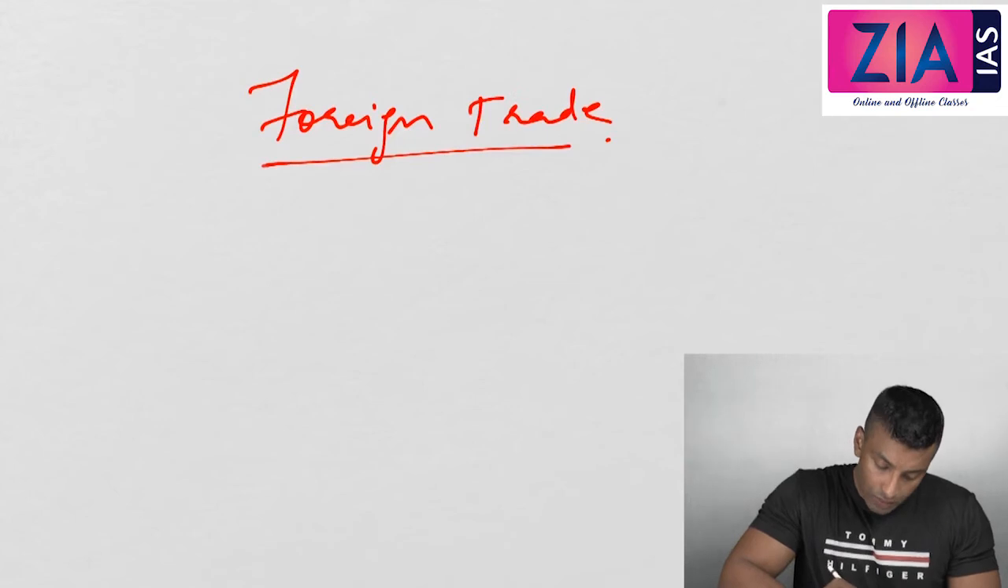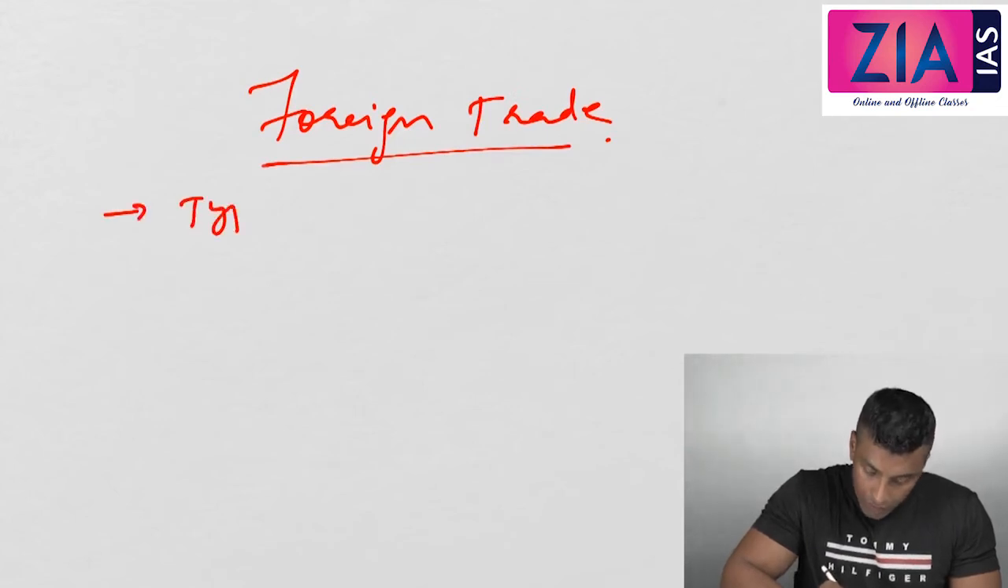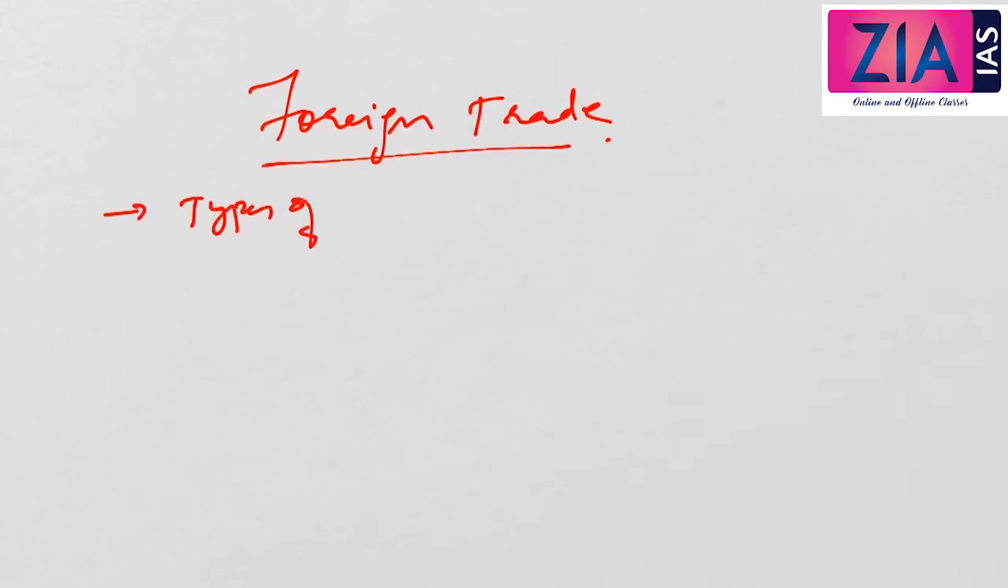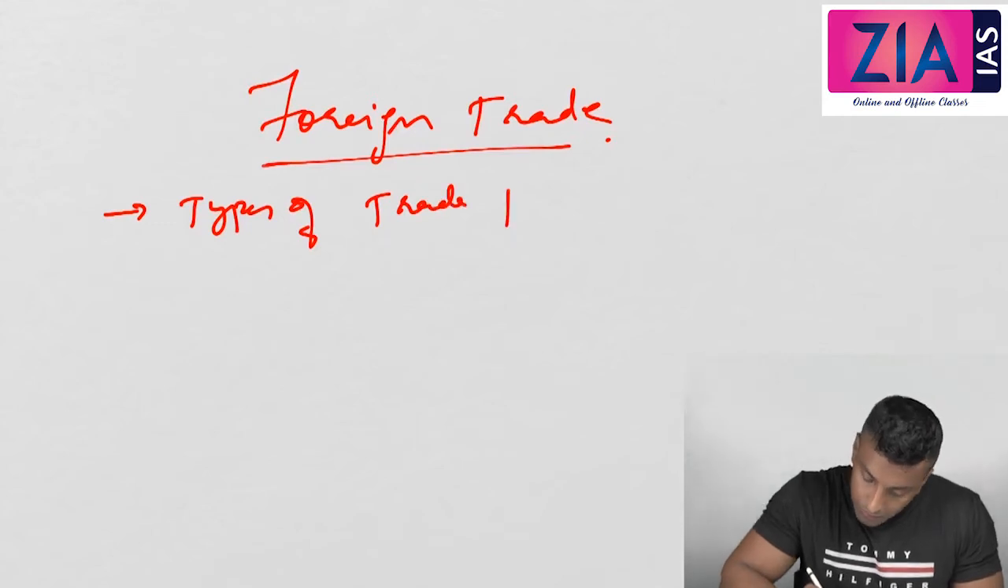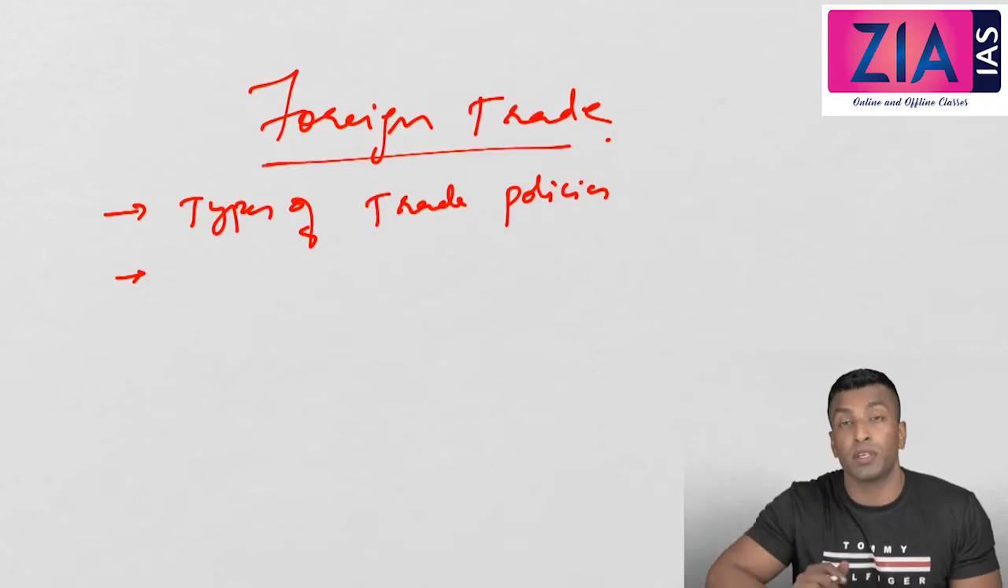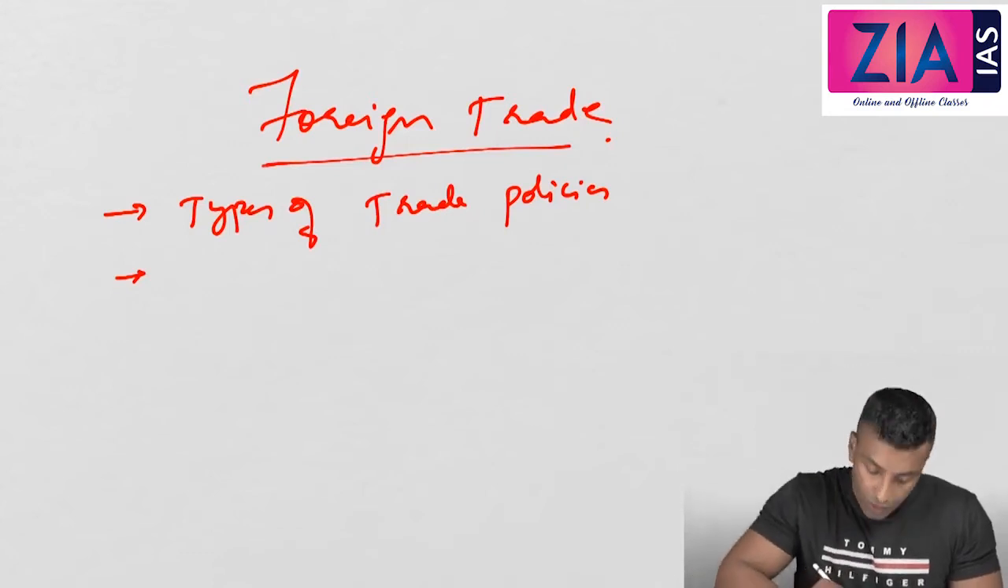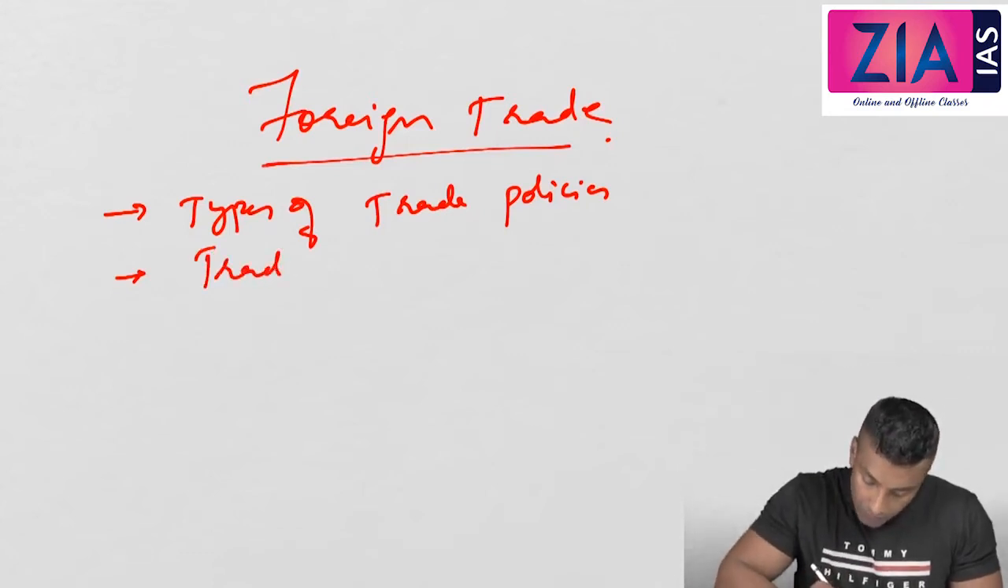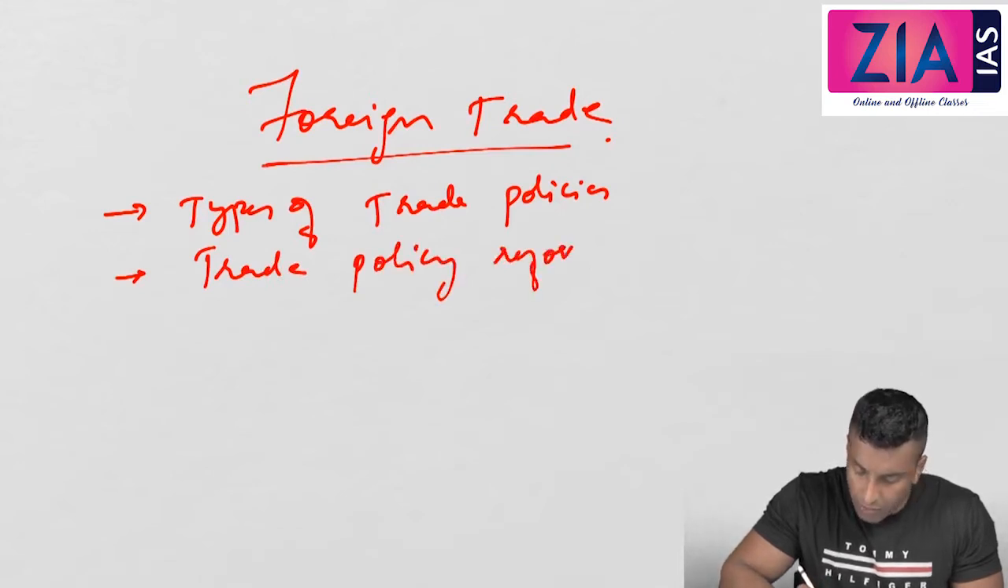So in this module, we are going to discuss foreign trade. Here we will start with the types of trade policies. Then we will discuss trade policy reforms from 1991 onwards. There I'll be talking about all the reforms which happened post 1991.